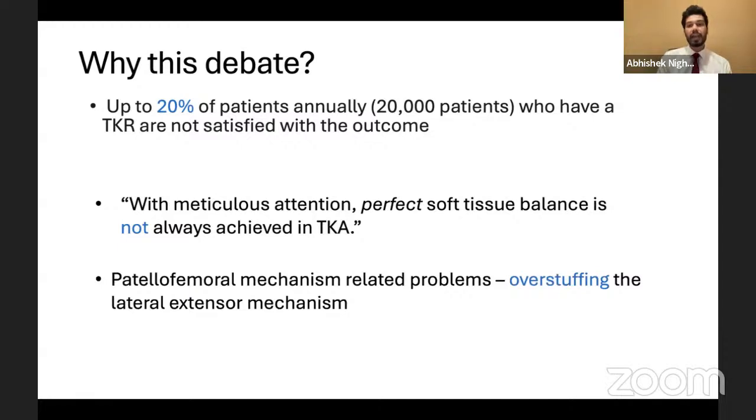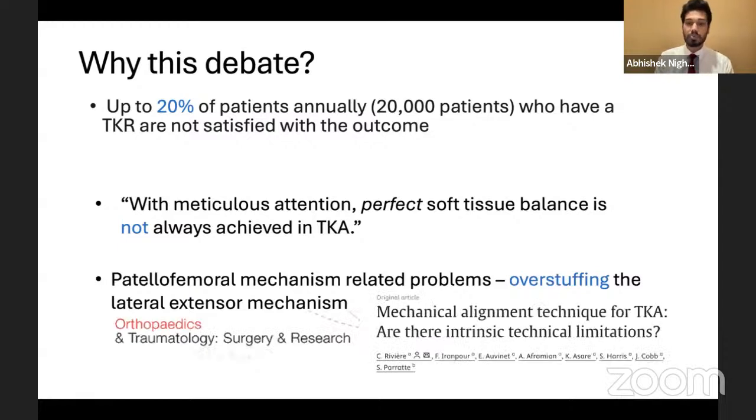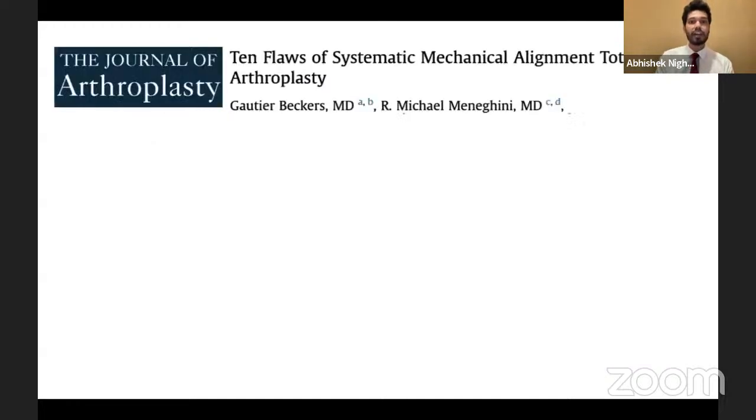And there are patellofemoral mechanism related problems, such as overstuffing the lateral extensor mechanism, which was proven by Revere in his 2007 article, which describes some intrinsic technical limitations in mechanical alignment. The most recent article, 10 flaws in systematic mechanical alignment, was by Dr. Becker, in which he describes that there are certain assumptions with mechanical alignment. Namely, they assume a neutral alignment for all, which is not true.